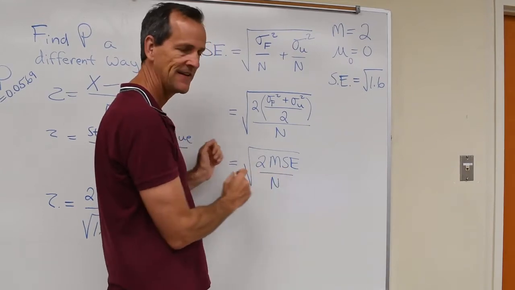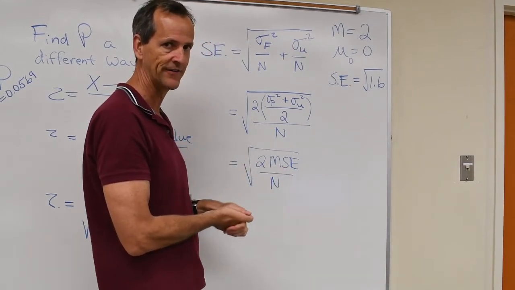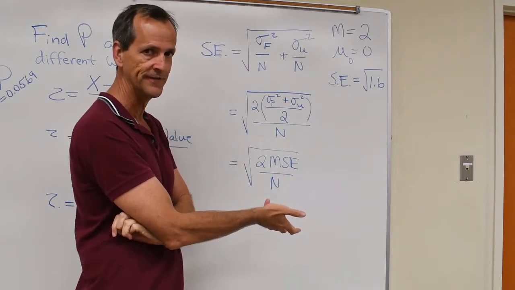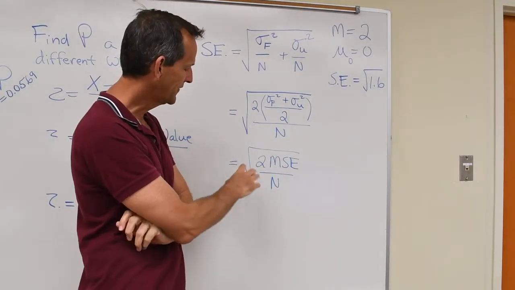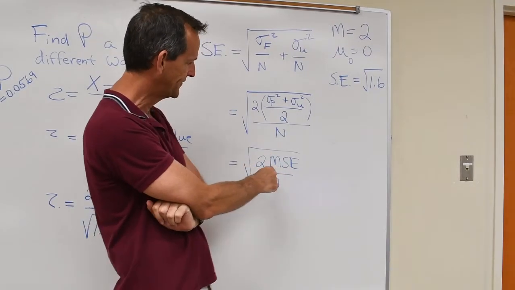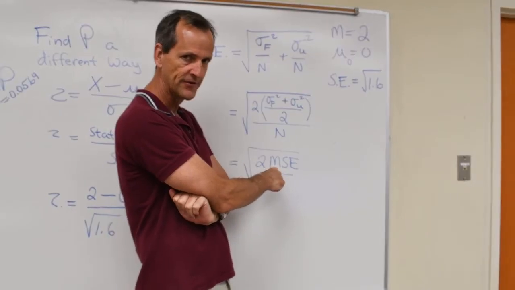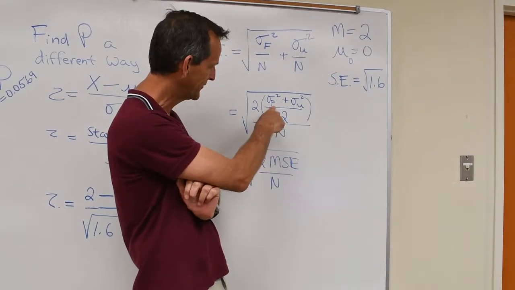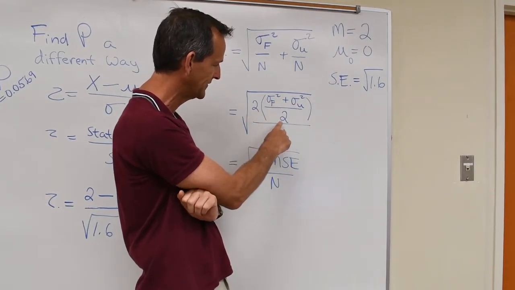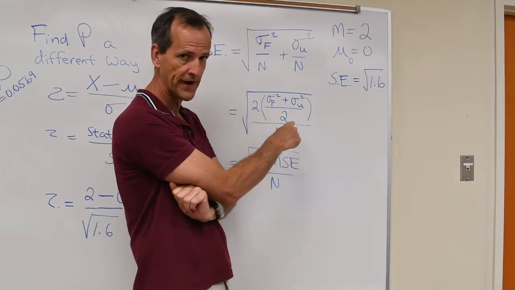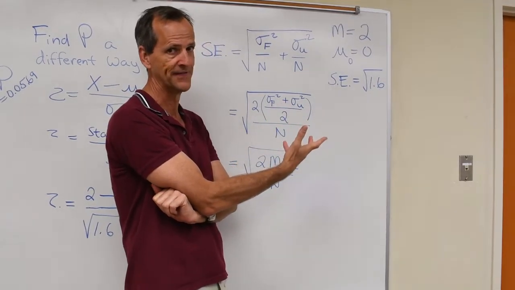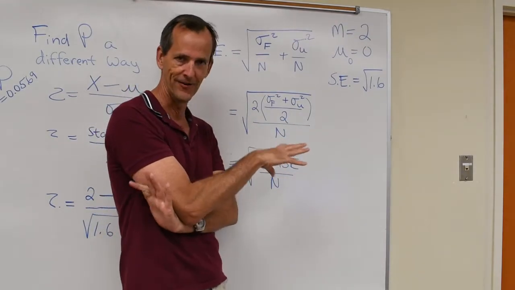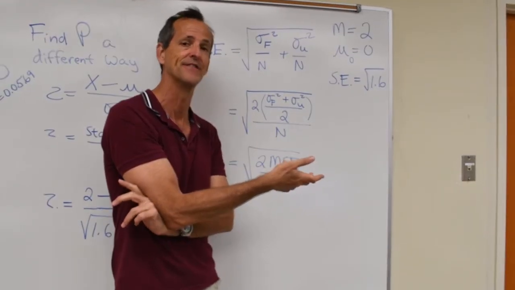So MSE stands for mean squares error. This is something that Lane frequently uses. Essentially the idea behind this is we average the variances. That's what the mean squares error is. If you only have two variances, and you add them together and divide by 2, you're averaging them.